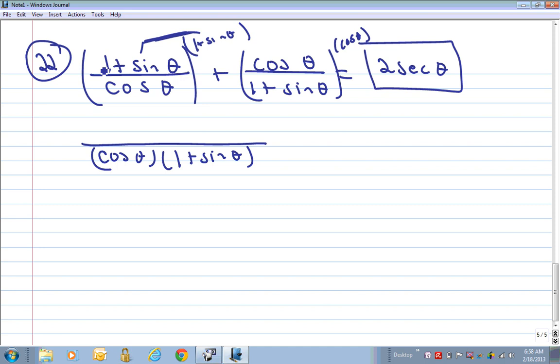Okay, that's going to take a little bit of time. 1 times 1 is 1. And then I'm going to have 1 times sine theta, and I'm going to have 1 times sine theta, so I'm going to have 2 sine thetas. And then I'm going to have sine theta times sine theta, so I'm going to have sine squared theta. If I did that too quickly, what I did is I took these two binomials and I multiplied them together. I FOILed them together. You can go off the side of your paper and do that if you need to. On this side, I have cosine times cosine, so I have positive cosine squared theta.